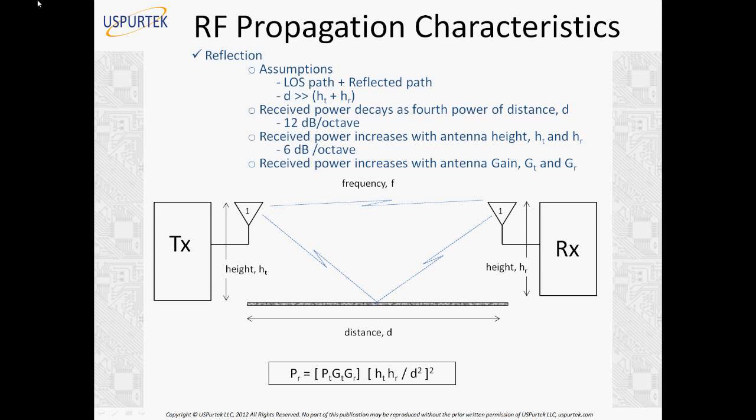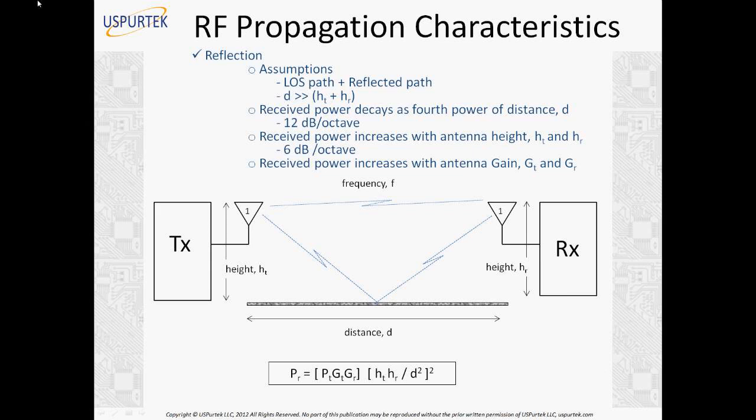Now, in this case, the received power decays as fourth power of distance. There is more loss here because we have a reflected signal also, which is cancelling out the line of sight signal. So it is 12 dB per octave. What that means is that if you double the distance, there is an additional loss of 12 dB in power. Received power increases with antenna height. So this is in our favor.